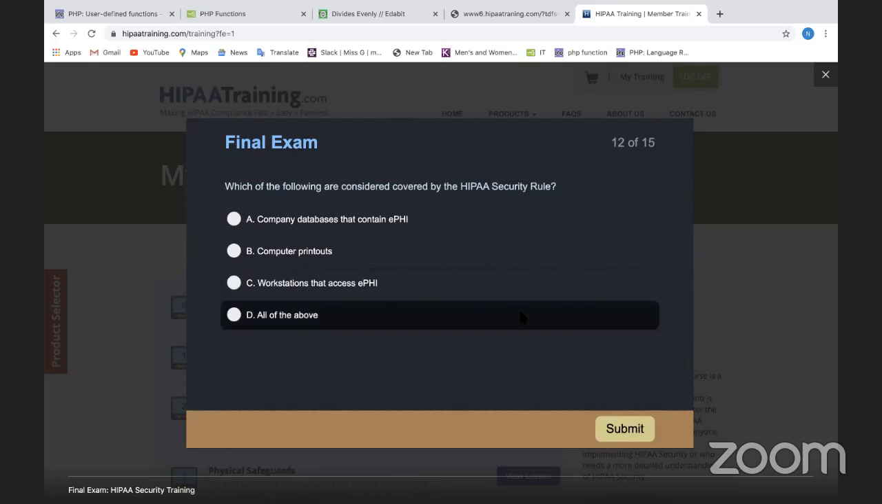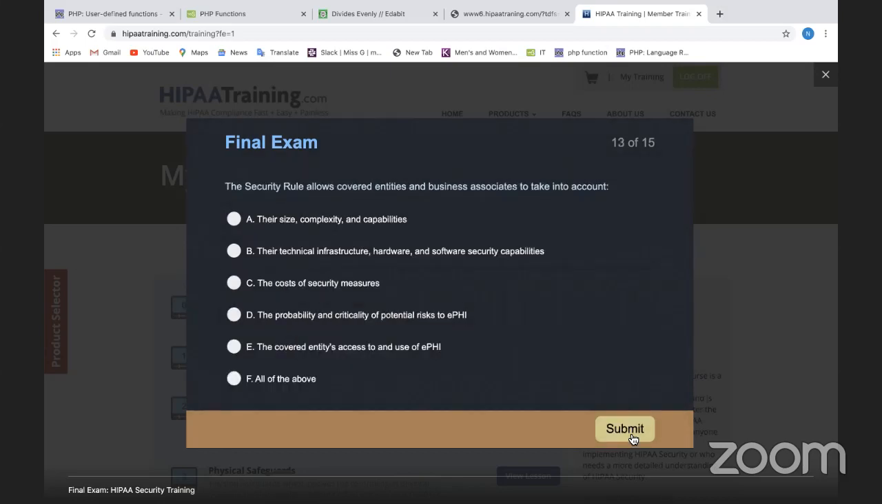Which of the following are considered covered by the HIPAA security rule? Company database that contains PHI, computer printouts, workstation, all of the above, right? Yes. The security rule allows covered entities and business associates to take into account such factors as the size, the technical cost, and all of the above, correct?